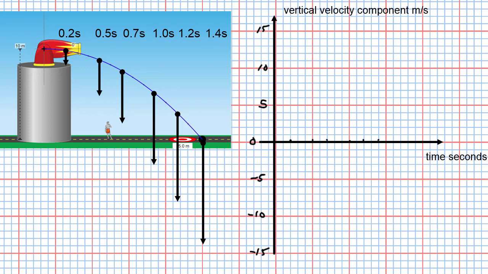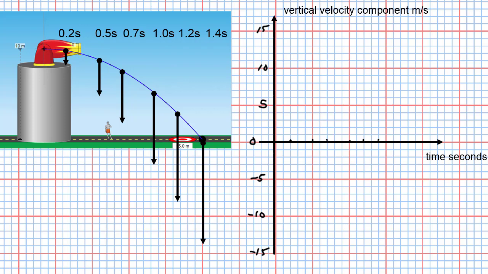Now let's take a look at the vertical velocity components. I've taken away the horizontal components to make the diagram a little bit clearer. And we're going to do the exact same thing again. We're going to stack up all the velocity component vectors along the timeline and see what kind of shape of graph we get. Remember, the velocity time graph is just simply a whole lot of velocity vectors stacked up where we can see their outline.